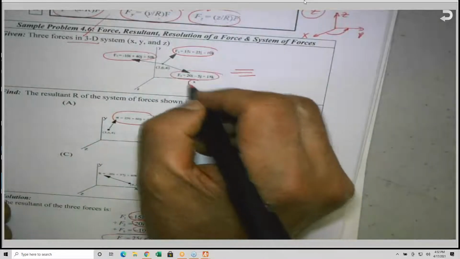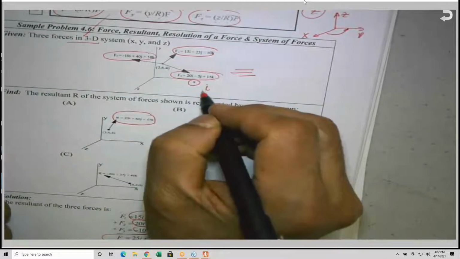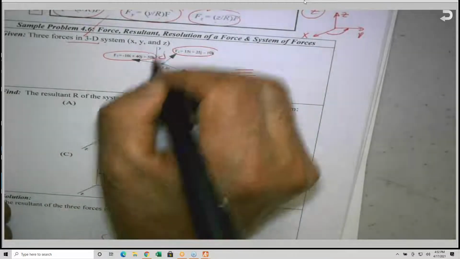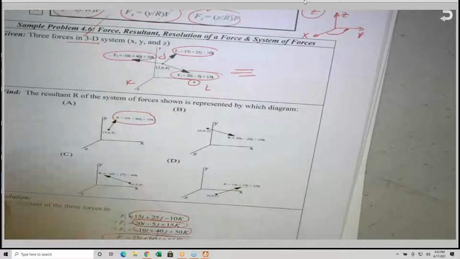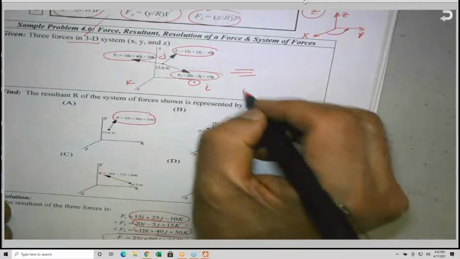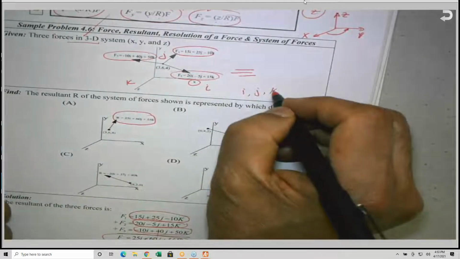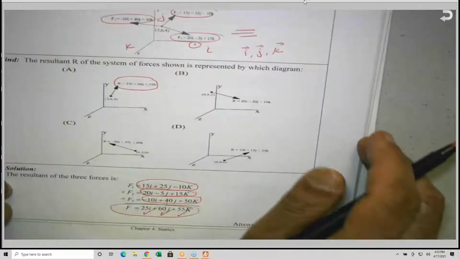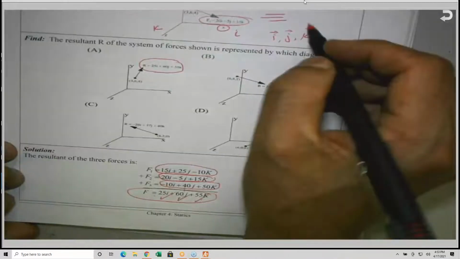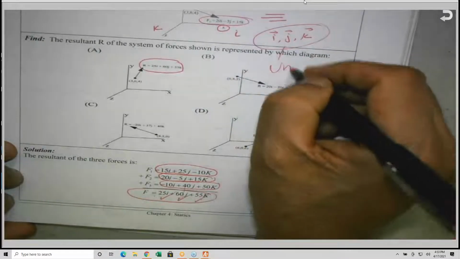Okay, by the way, this is XYZ. So the unit vector along the X direction is i, the unit vector along the Y is j, and the unit vector along the Z is called k. So i, j, and k are unit vectors. They have a magnitude of 1. We call them unit vectors.